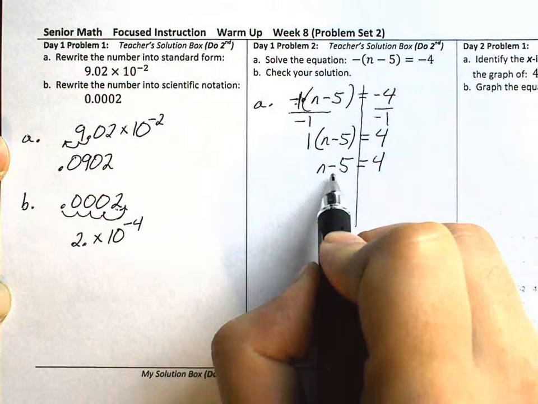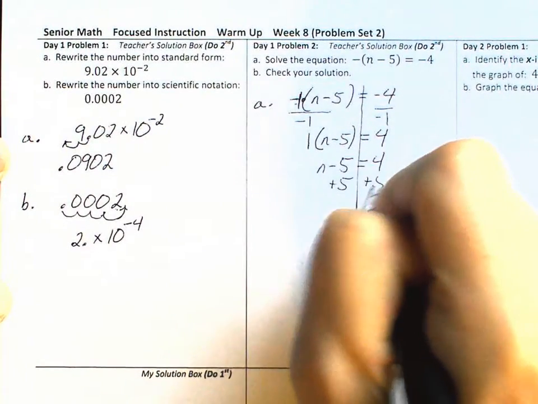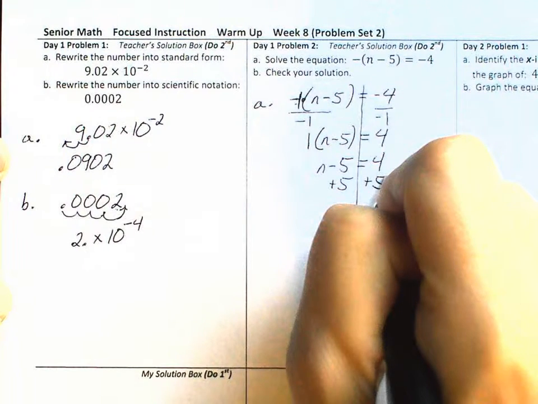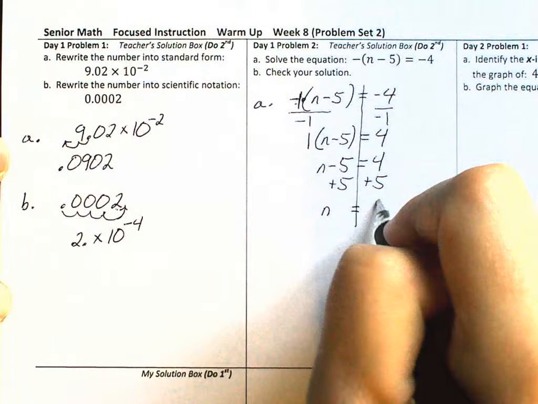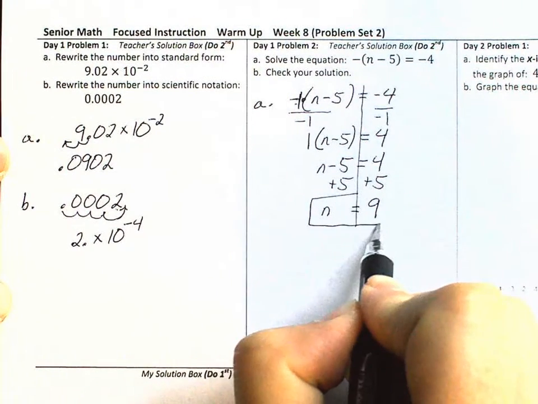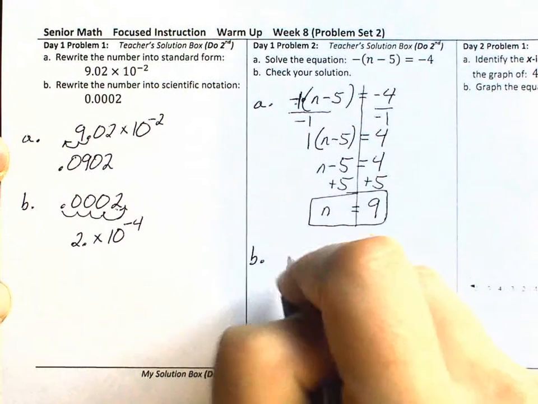The opposite mathematics of -5 is to add 5, bring the n down, and 4 plus 5 is 9. And so we think that n equals 9 is the correct value of n. Now let's check that in part B.